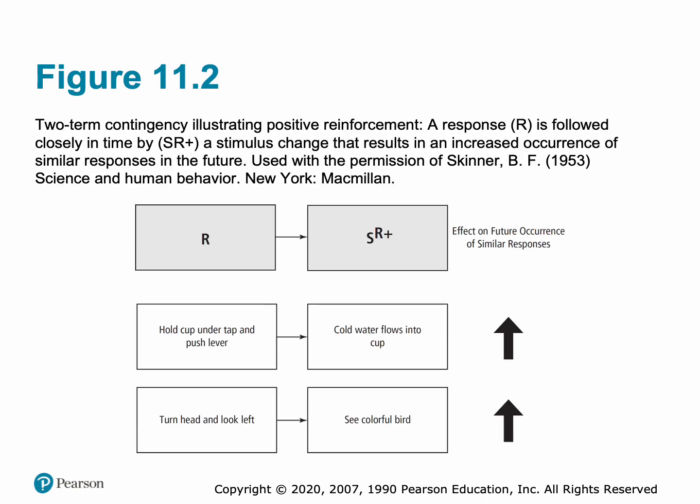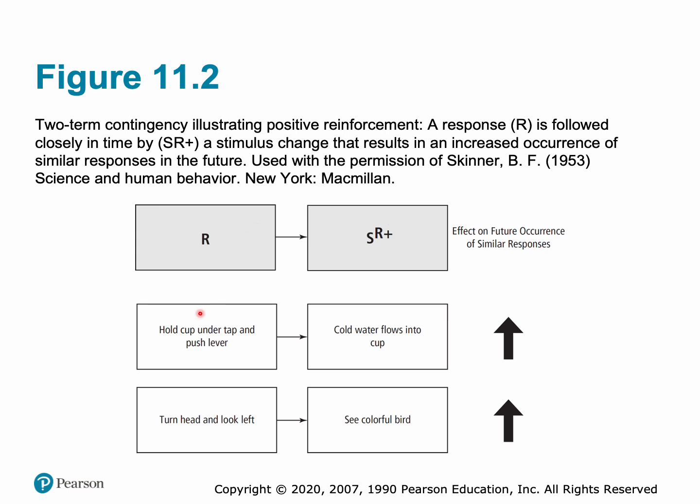So let's look at some basic examples of positive reinforcement. And these are 2-term contingencies. We're just looking at the response and the stimulus that follows the response here, okay? So the response and then the stimulus that follows the response, and then we're going to look at, well, what happens to the future probability of the behavior, okay?